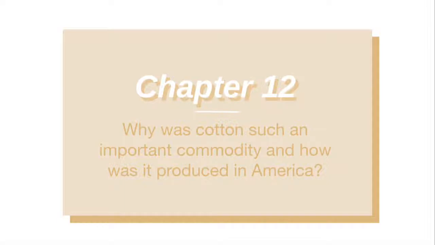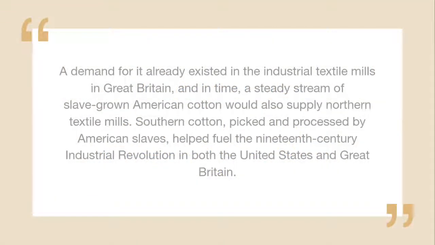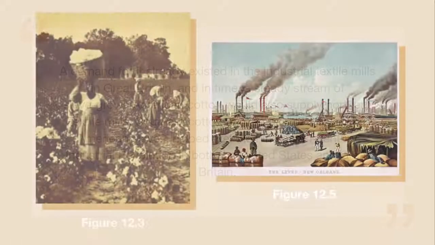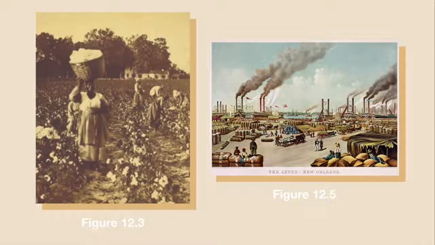According to Chapter 12.2 of U.S. History by OpenStax, a demand for it already existed in the industrial textile mills of Great Britain, and in time, a steady stream of slave-grown American cotton would also supply northern textile mills. Southern cotton, picked and processed by American slaves, helped fuel the 19th century Industrial Revolution in both the United States and Great Britain. Slave labor built the Cotton Kingdom, and the amount of work slaves did was brutal.